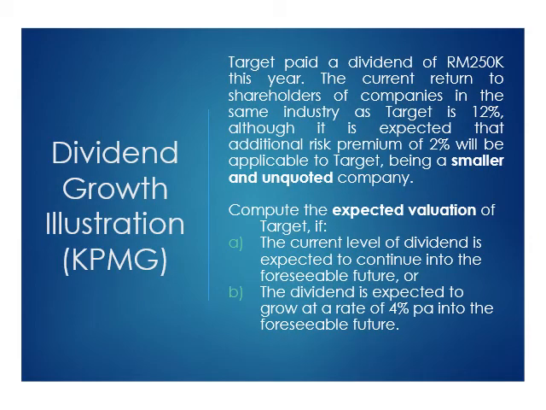To illustrate, let us look at this case. In this illustration, the company paid dividends of 250,000 ringgit this year, while the rate of return of similar company is determined to be at 12%, with additional risk premium of 2%, since Target is a small and unquoted company. You are required to compute the expected valuations of Target if A. The current level of dividends is expected to continue into the foreseeable future, or B. The dividend is expected to grow at a rate of 4% into the foreseeable future.